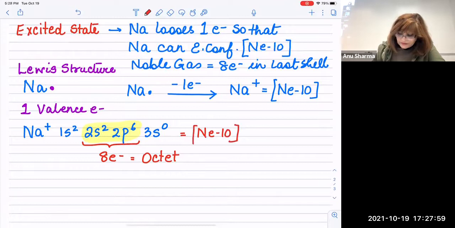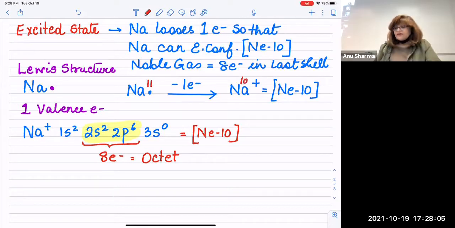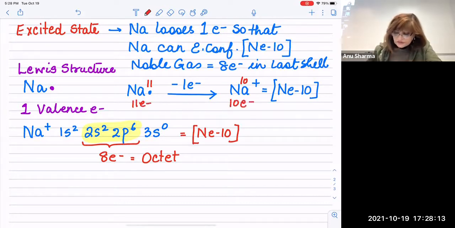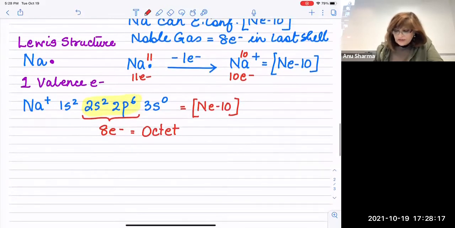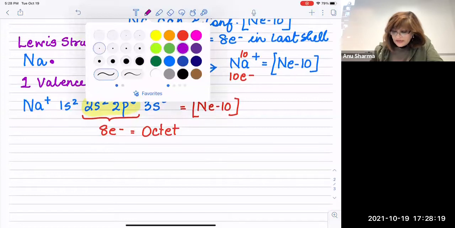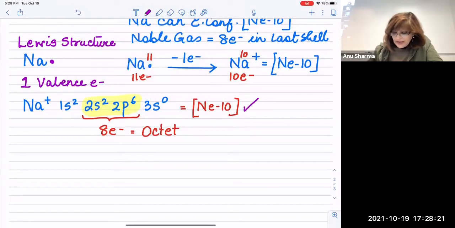That means, in other words, when sodium 11 loses that one electron, it acquires the positive charge, but has 10 electrons now. So here there are 11 electrons, here there are 10 electrons. Okay, so that's one thing. So it got the noble gas configuration, right? It got the noble gas configuration and it acquired the octet.